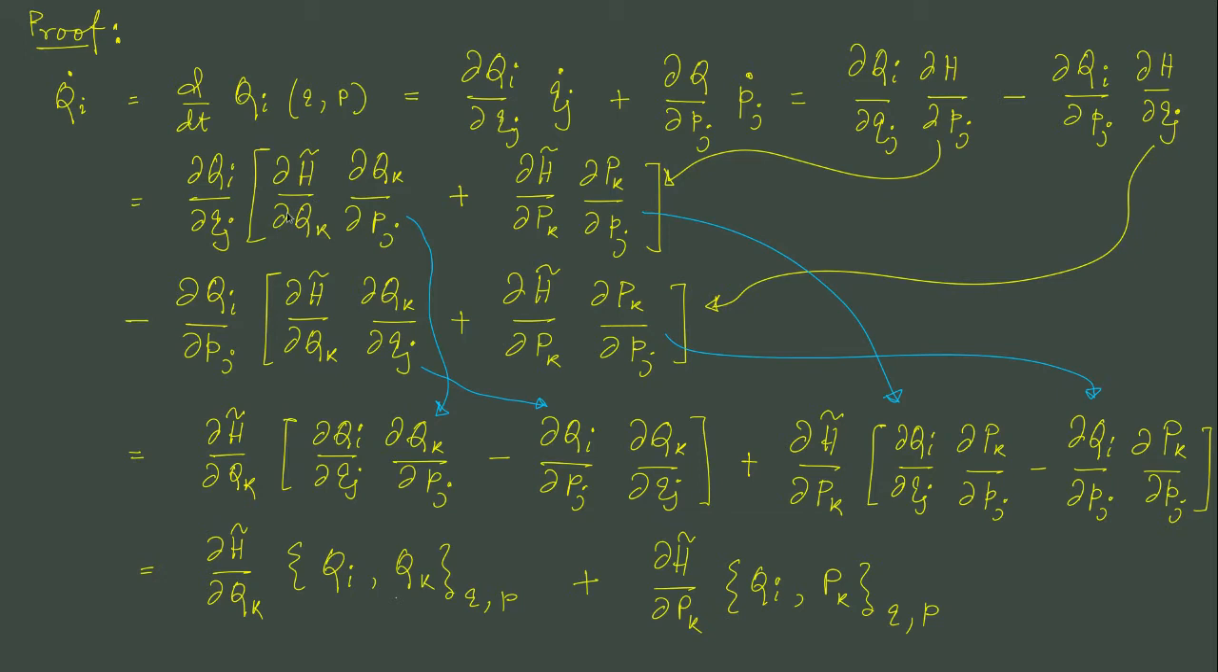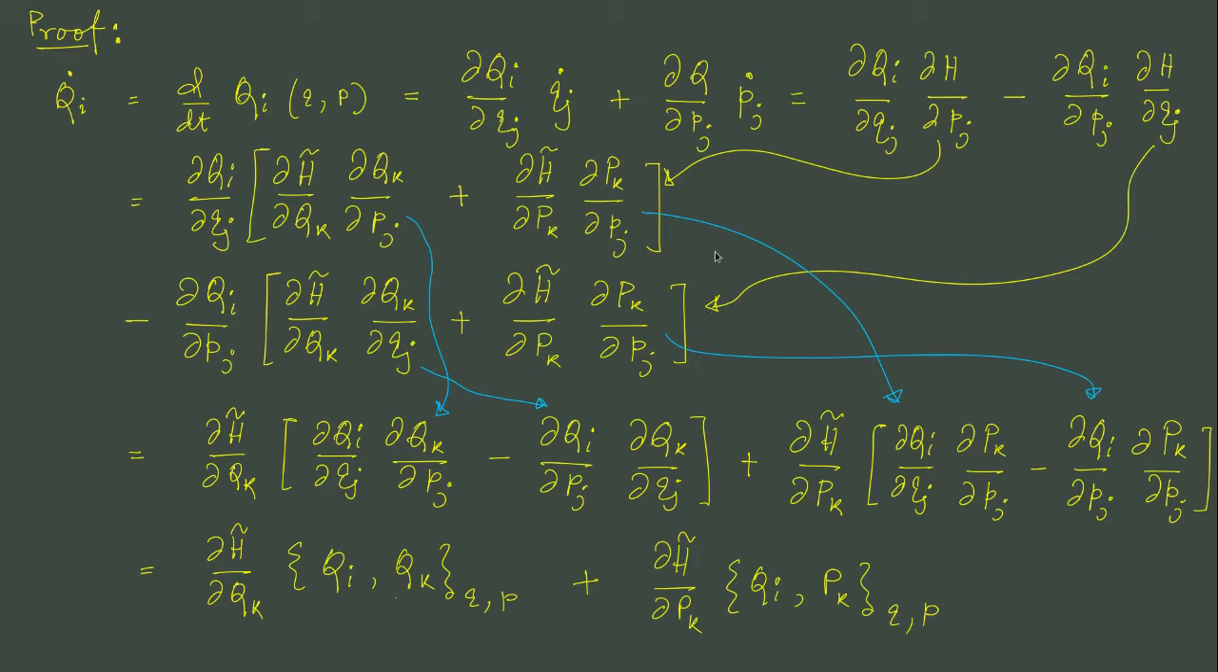We take the first term from both the bracketed quantities, and we take ∂H̃/∂Qk, and we see the coefficient of ∂H̃/∂Qk is simply the Poisson bracket of Qi, Qk, and the coefficient of ∂H̃/∂Pk is the Poisson bracket of Qi and Pk. Of course, we are keeping the subscript to denote that we are doing everything in terms of the small q and small p.